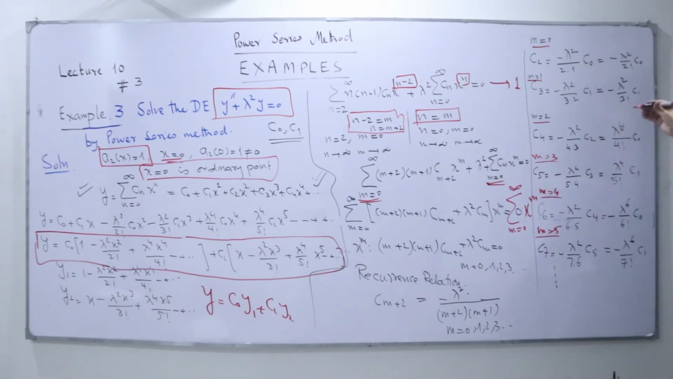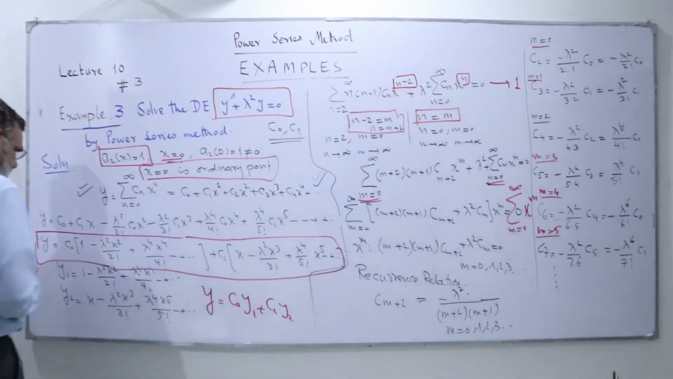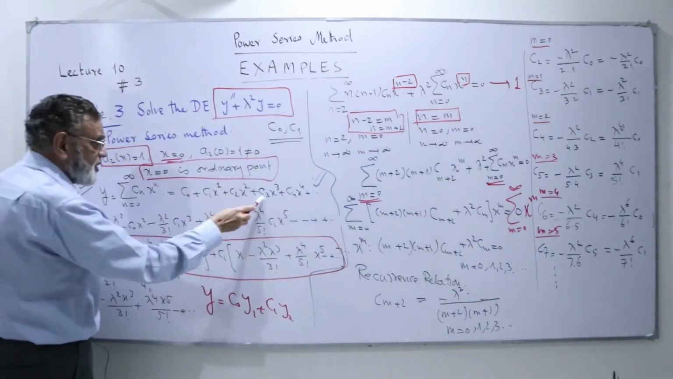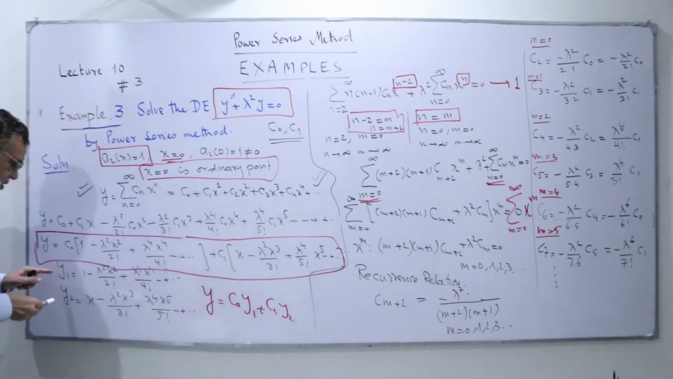And then we write our equation and simplify it. This becomes minus lambda square over 2 factorial C0, minus lambda square over 3 factorial C1, then positive sign, then negative sign. I substitute the values of C2, C3, C4 in my series solution. Then we group together the terms with C0 and the terms with C1, and we get y equal to C0 y1 and C1 y2.